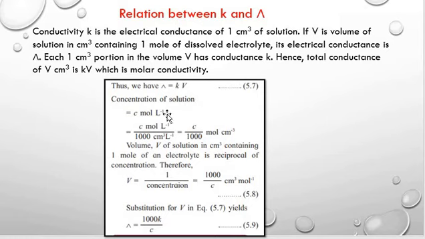And concentration, we know, is C mole per liter. So, C upon 1000 would be mole per centimeter cube. We are transforming liter to centimeter cube. So, volume V of the solution in centimeter cube containing 1 mole of electrolyte is the reciprocal of the concentration. So, we can say here V is equal to 1000 upon C centimeter cube per mole, or we can say here lambda would be equal to 1000 K upon C. This is the relationship between lambda and concentration.